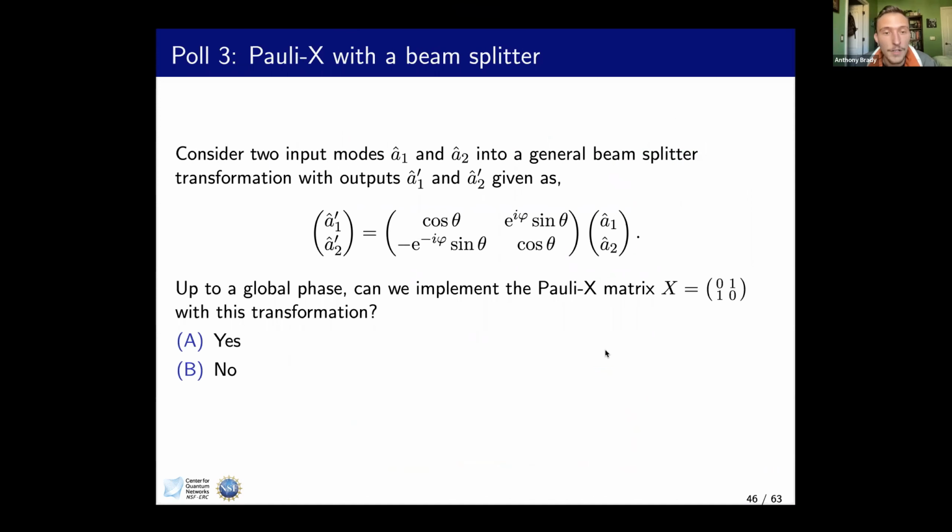Yeah, thank you. So here's a little poll. Pauli X of the beam splitter. Consider two input modes to a general beam splitter that I showed on the previous slide, and this is given like this. The question is, up to a global phase, can we implement the Pauli X matrix with this beam splitter? What I mean by this is, if I call this V_BS, does there exist theta and phi such that V_BS is equal to this Pauli matrix, maybe up to some global phase we don't really care about, e to the i big phi? It's a simple question, yes or no.